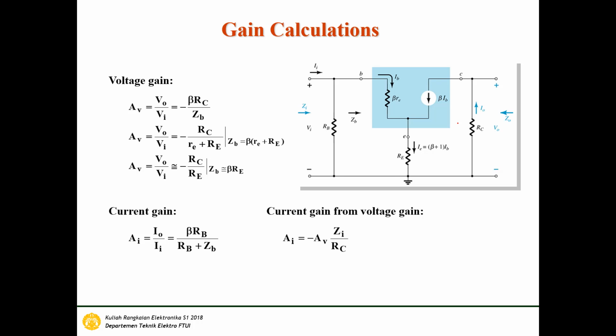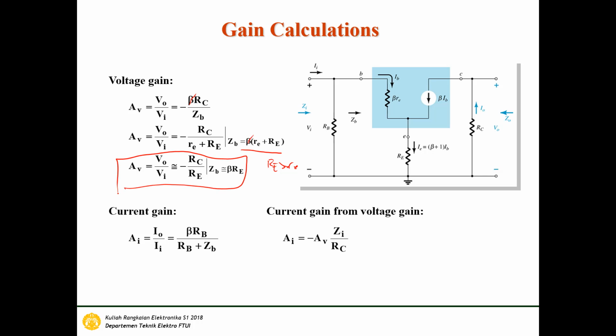And then the voltage gain, Av is Vo per Vi, which becomes minus beta RC per Zb. And then Zb is beta RE here, so we can remove the beta here and the beta here. So we got RC per re plus RE. Because RE is larger than the small re, we could get Av is minus RC per RE. Okay, and then this is the common emitter phase shift.